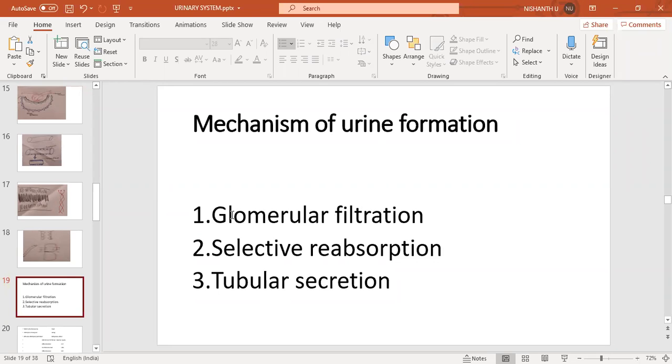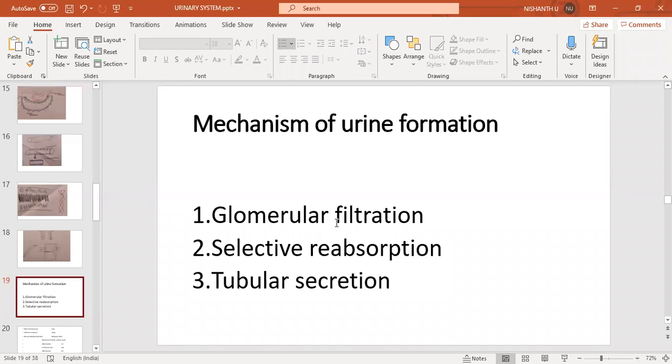Why? Because glomerular filtration depends on selective reabsorption and tubular secretion. Similarly, selective reabsorption depends on filtration and secretion. Every point depends on the other two points. So this becomes very complicated to discuss individually. But still, I will try to discuss them individually.